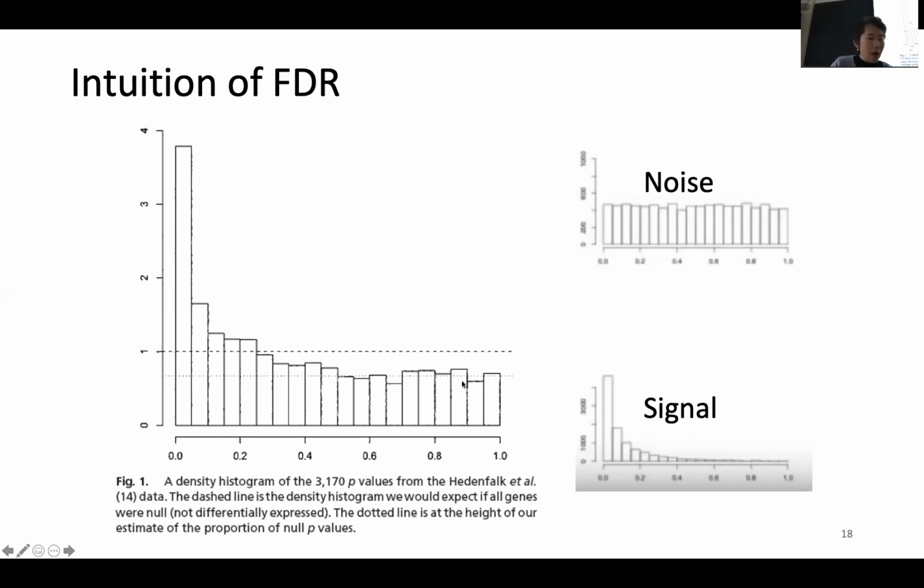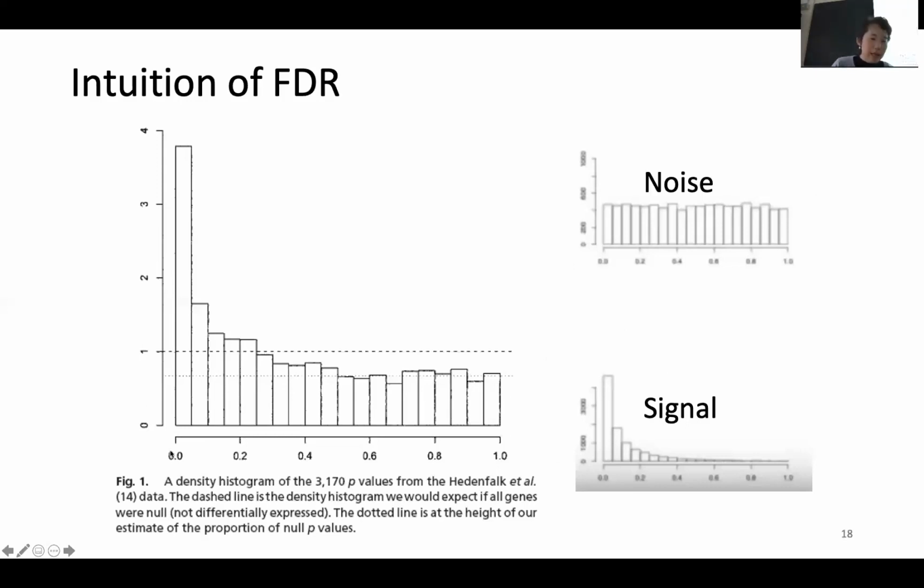But if there are real signals that some genes are truly differentially expressed, you have more area on the small side, and that's going to take the area away from the rest. And so these bars may not really reach 1. It might be 0.9 or 0.95 or whatever, right? So it's a slightly lower number than 1. Remember, we're saying that this is kind of an addition, like the sum between the noise and the signal.